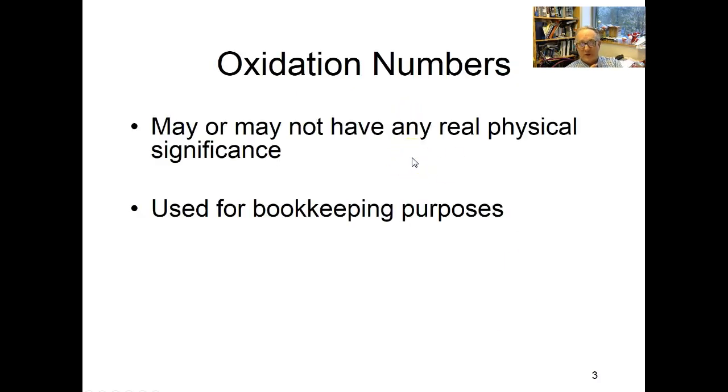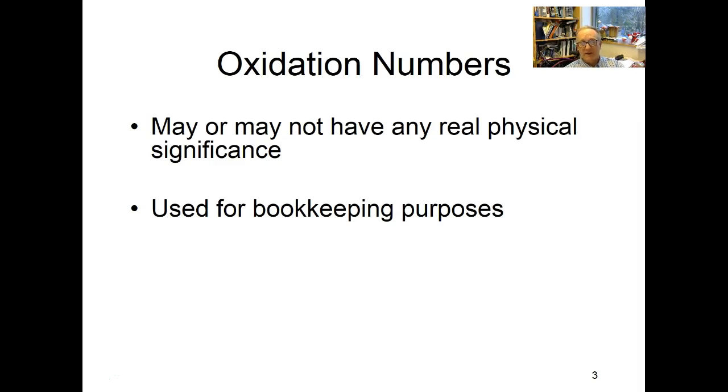Let's talk about oxidation numbers. This is a way that we can help track what's taking place, what's being oxidized or what's being reduced. And they may or may not have any real physical significance. If we're talking about ions and metals, like we just saw, the oxidation number and the charge are going to become equal. But if we're talking about covalent compounds, molecular species, where there aren't charges, these are usually sort of pseudo charges. We may hear them called oxidation states, and we're using them for bookkeeping purposes.